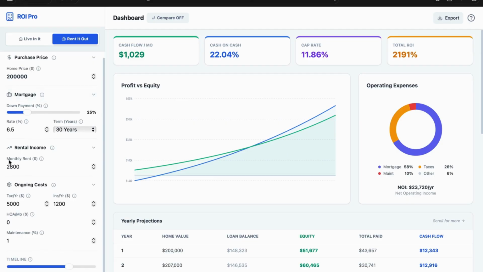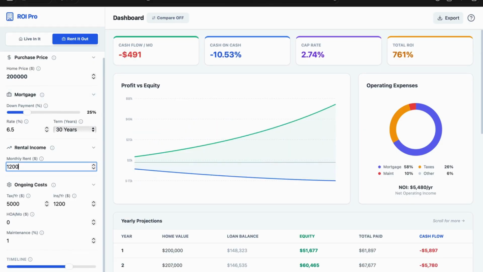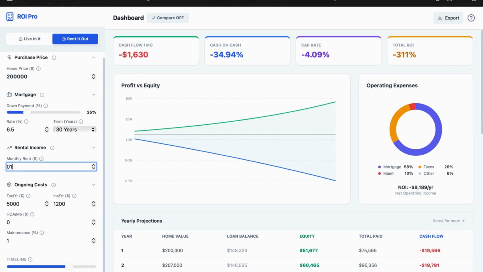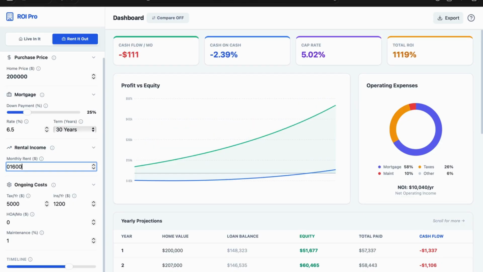Now, let's switch gears to investment. By toggling from live in it to rent it out, the dashboard transforms. We input a monthly rent of $1,600. The tool immediately calculates a negative cash flow. This deal isn't working yet.